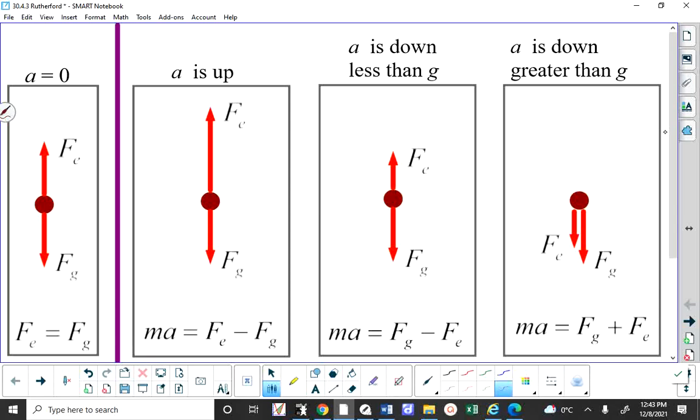You have to be able to solve problems where the drop accelerates up, and if it accelerates up, the electric force must be larger in magnitude than the gravitational. If it accelerates down, there's two possibilities. It could be accelerating down at what I would peg to be about 18 meters per second squared for this last one, and for this one, I would peg it at around 4 meters per second squared downward.